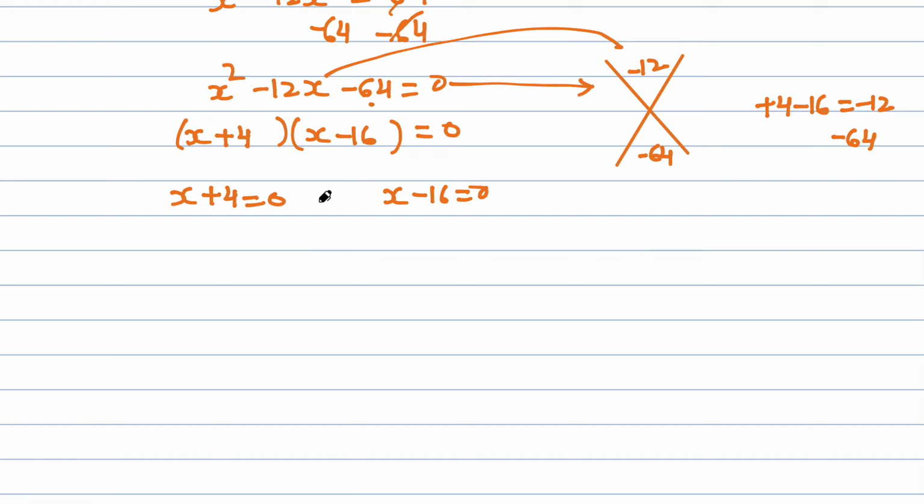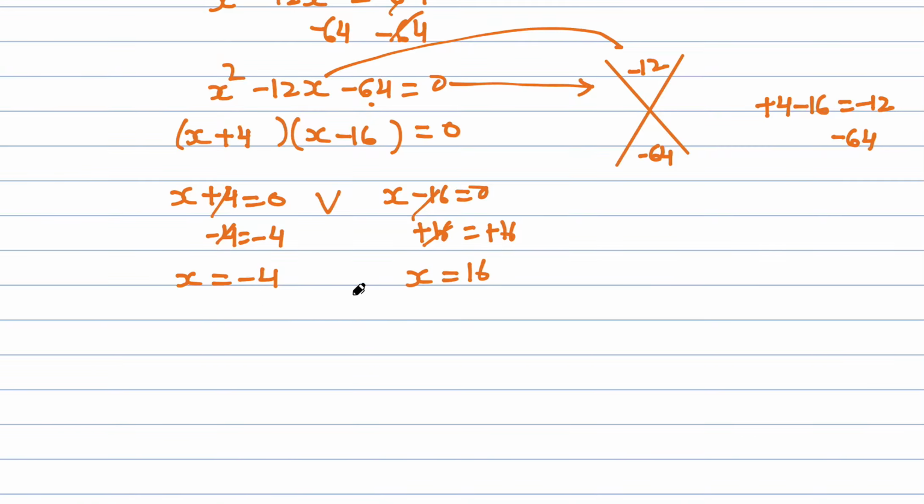So either x plus 4 is equal to 0 or x minus 6 is equal to 0. Subtracting negative 4 on both sides, x is equal to negative 4, and here this is the sign for "or". This or this is equal to plus 16. So x is equal to 16.